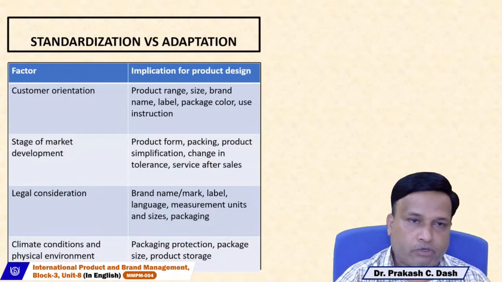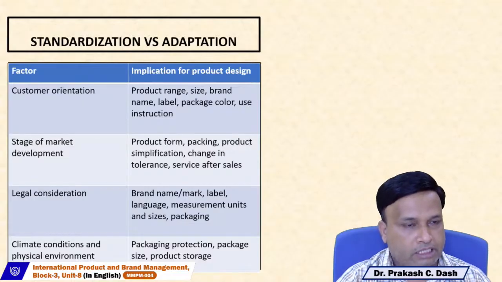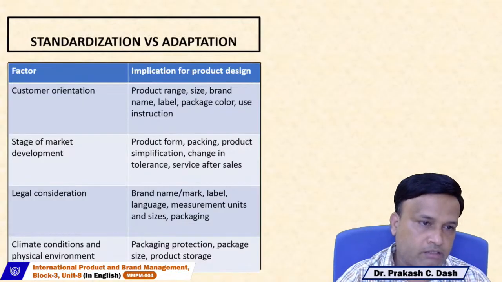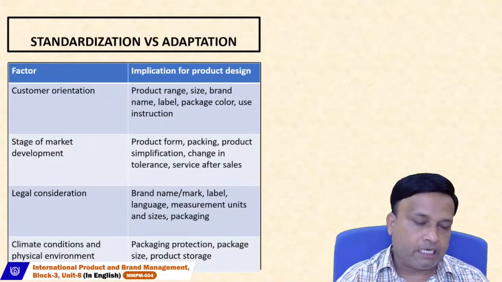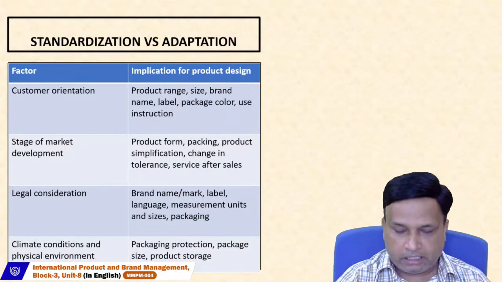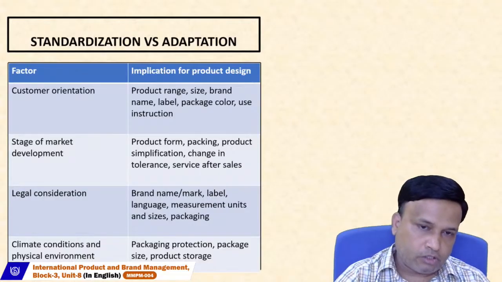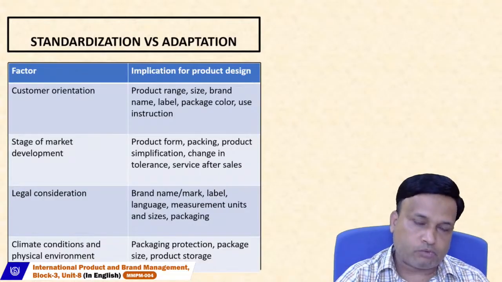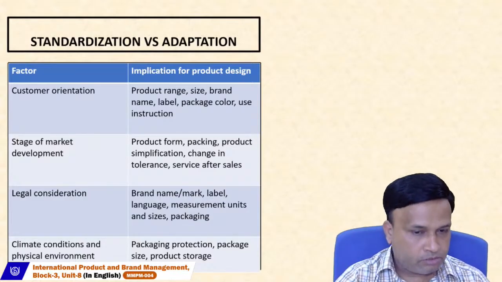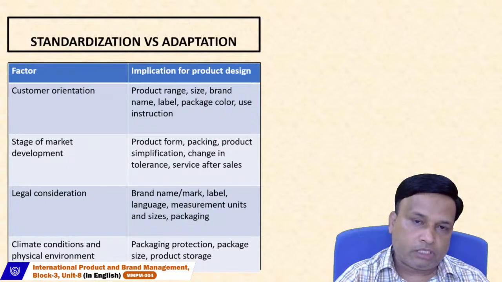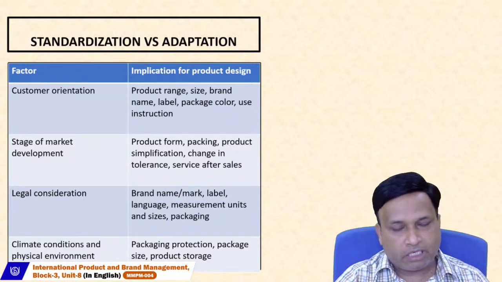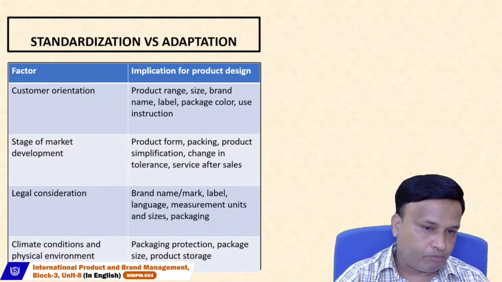So when you talk about adaptation or standardization, we go for customer orientation, stage of market development, legal consideration, and climate. In India, people require a product because we are a hot country, we want cold soft drinks, we want cotton clothes. Then you have to go for adaptation, because if winter clothes are launched in the Indian market, they will not be acceptable to the people.